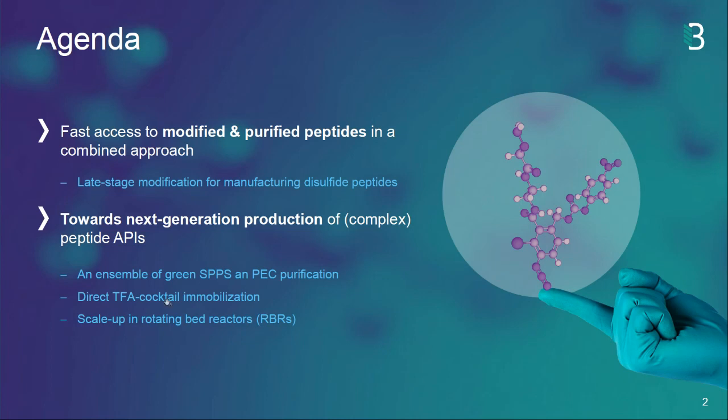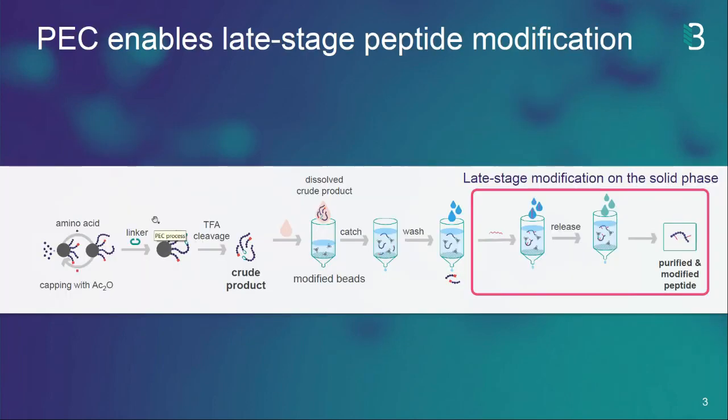We want to use these 3 methods: SPPS, green SPPS method, direct cocktail immobilization, and scale up in rotating bed reactors, RBRs. Coming to my first topic, fast access to modified and purified peptides in a combined approach, I want to give you an overview of how we can modify peptides with our PEC technology. During SPPS synthesis, amino acids are coupled to the resin. After each coupling, capping is performed to prevent the growth of truncated sequences. At the end, our linker molecule is coupled to the N-terminus of the peptide, which upon TFA cleavage will release the crude peptide along with the truncated sequences.